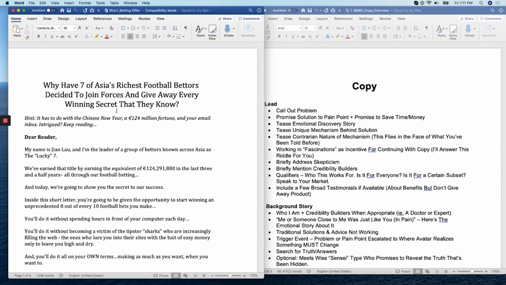So, why have 7 of Asia's richest football bettors decided to join forces and give away every winning secret that they know? Hint: it has to do with the Chinese New Year, a 124 million pound fortune, or euro fortune, in your email inbox. Intrigued? Keep reading.